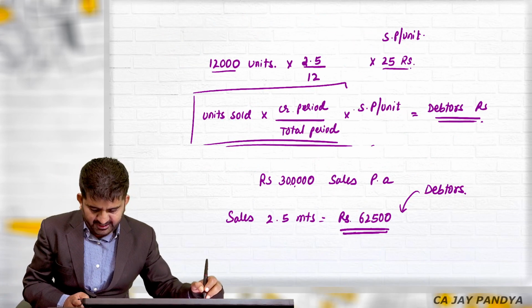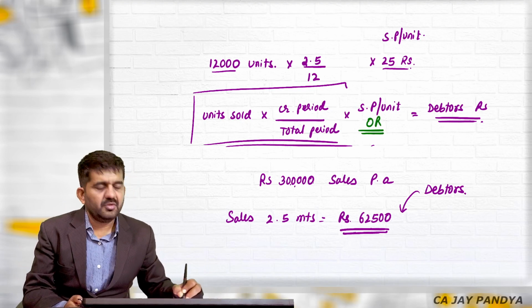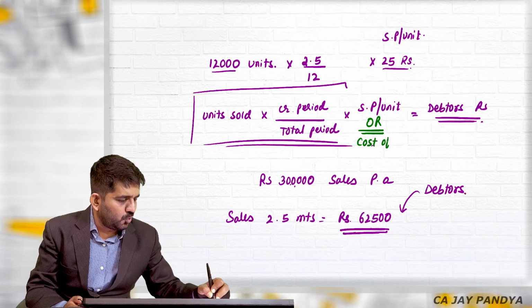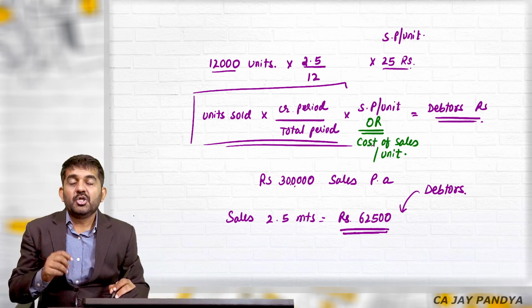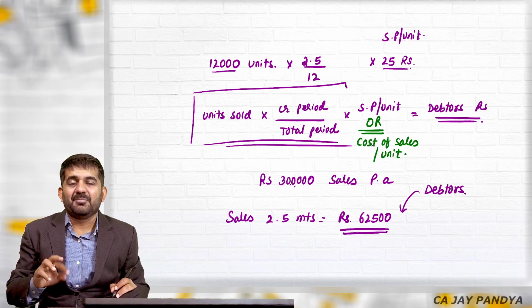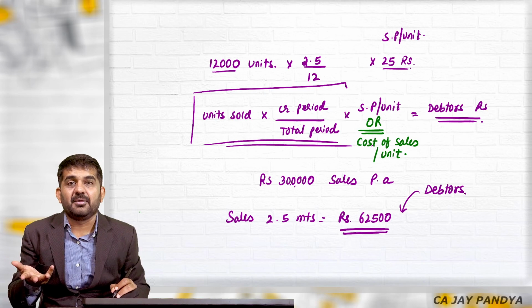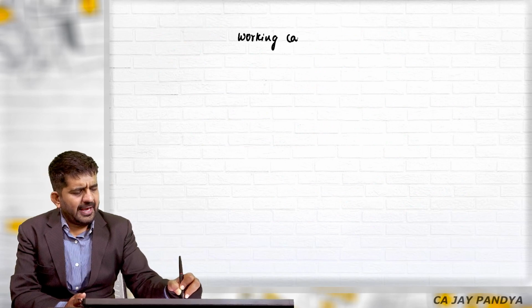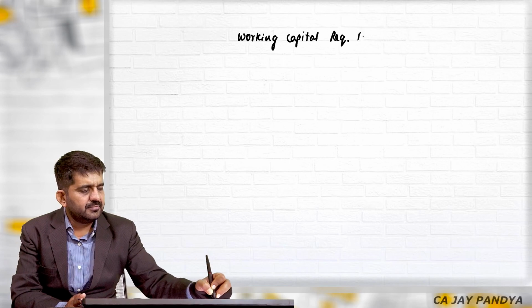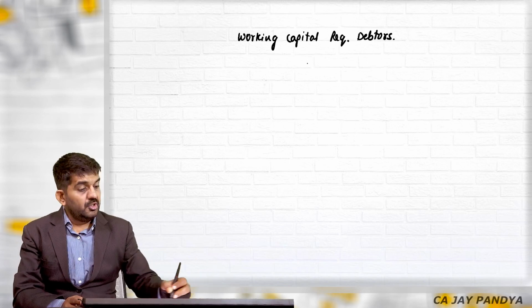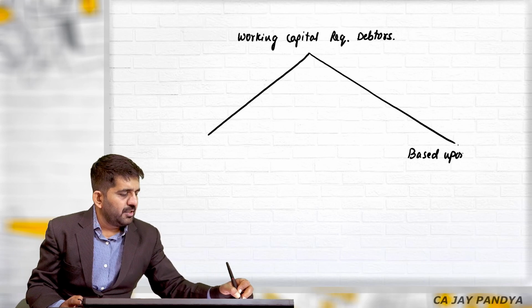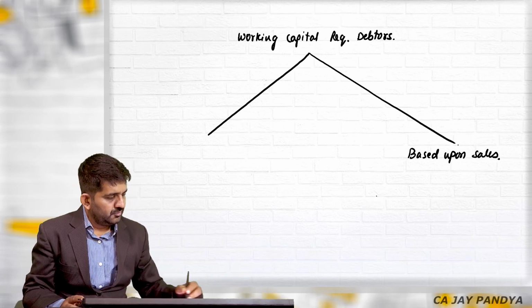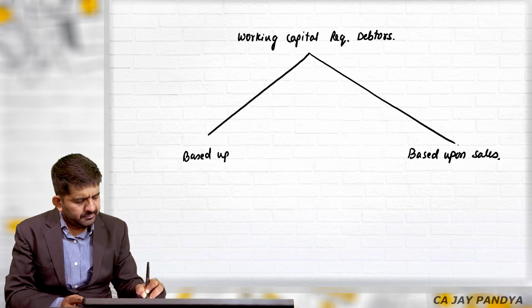instead of a selling price per unit, what is suggested? You should take cost of sales per unit. You should not take selling price per unit, but you should take cost of goods sold. That is nothing but COGS. So whenever you find out working capital requirement for debtors, there are practically two approaches: based upon sales, based upon cost.